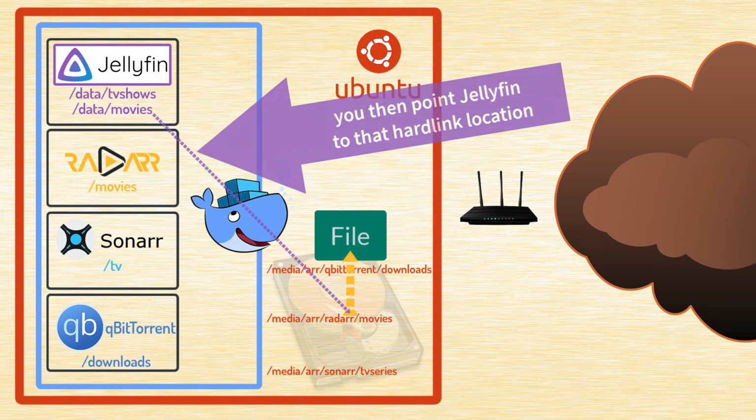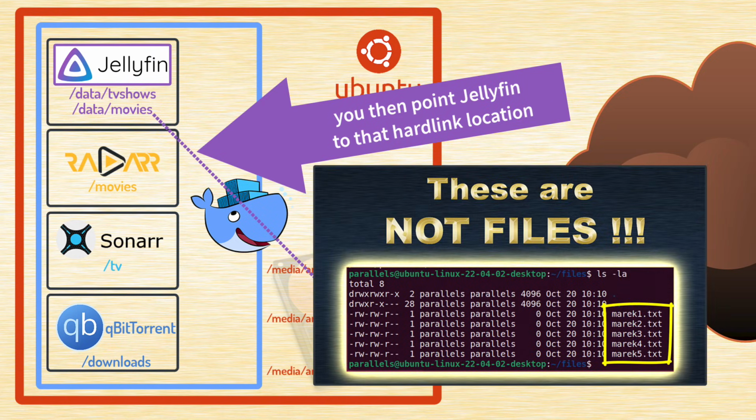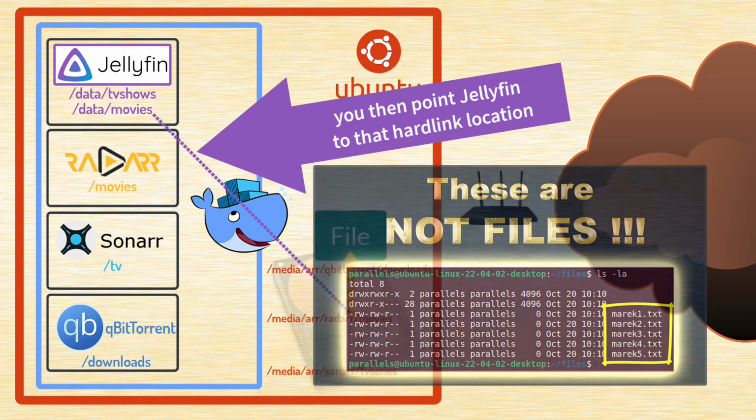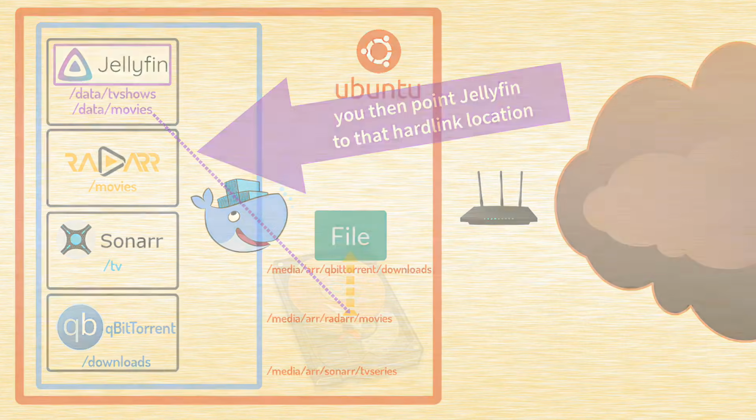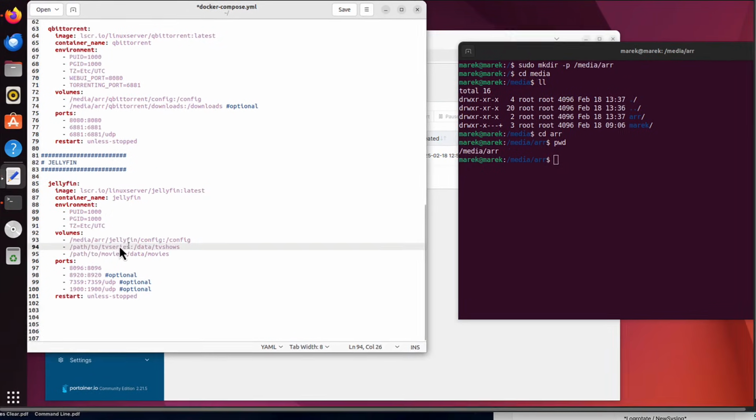And we had a video about hard links and soft links. It's a Linux thing, and if you want to learn more about it, please watch that video. But what it means for us, we simply have to point our Jellyfin to those locations on Sonarr and Radarr. And again, I don't touch the right side from the colon, okay? This is what the container uses, and we don't want to change this portion. We only want to change that portion.